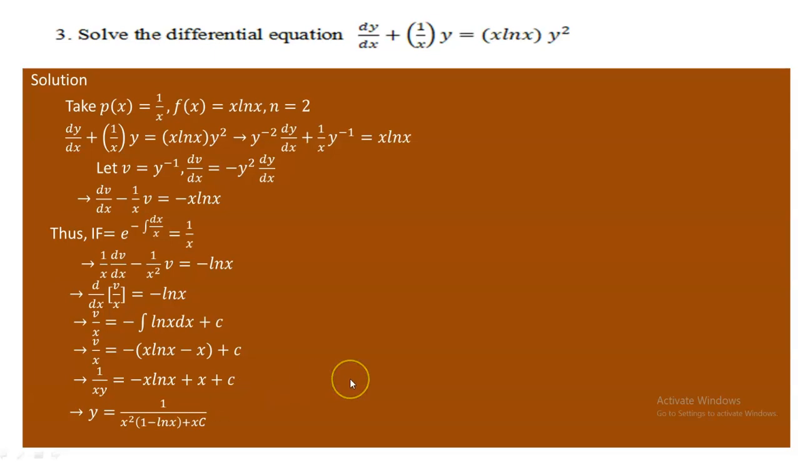Try to divide both by x, and you will finally obtain the solution to be like this, okay? So y is 1 over x squared into 1 minus ln x plus xc. This is how you see this Bernoulli's differential equation is solved.